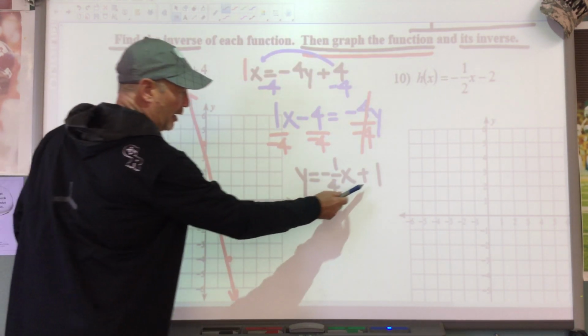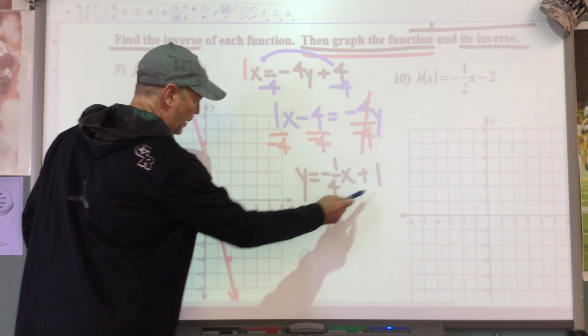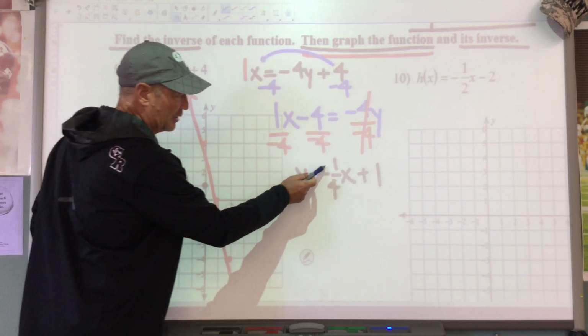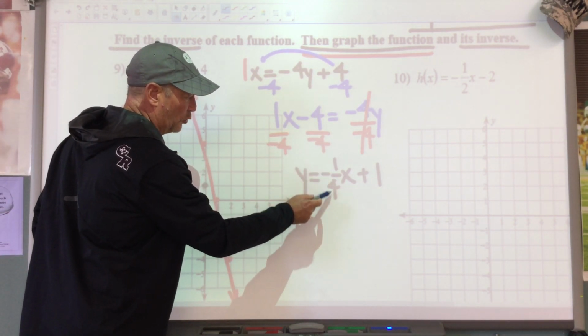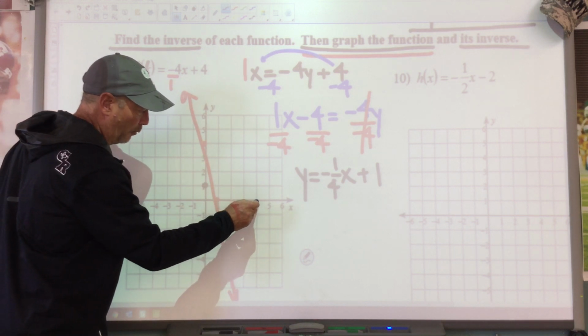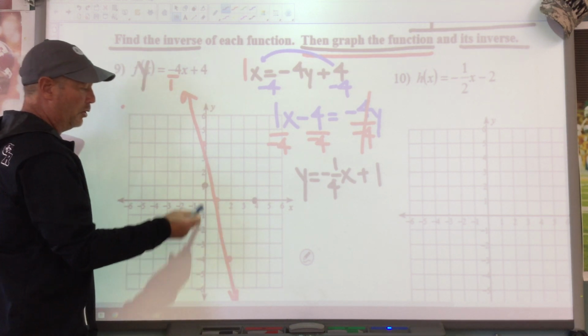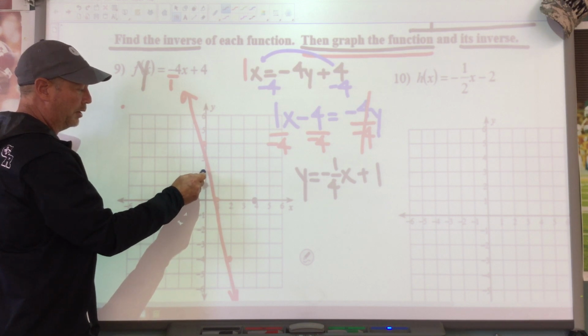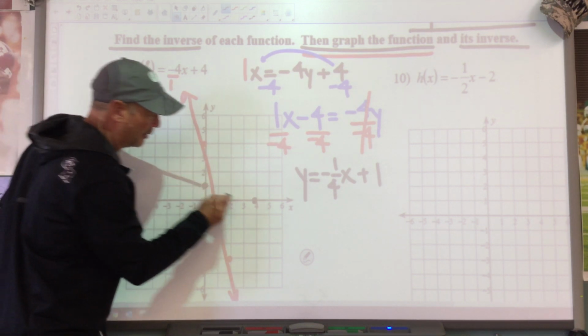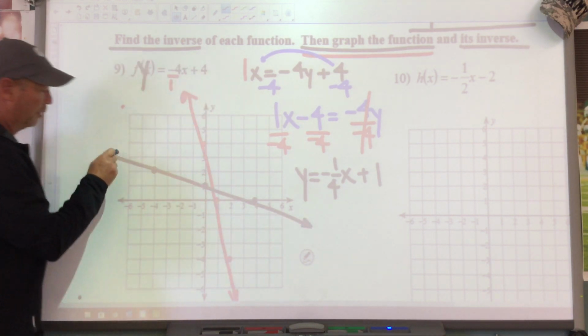So we're going to come over here and we're going to start with the y-intercept at a positive 1. And then the slope says to go down 1 to the right 4. Down 1, 1, 2, 3, 4. Or we could go up 1 to the left 4. If we connect our dots, it would look like this.